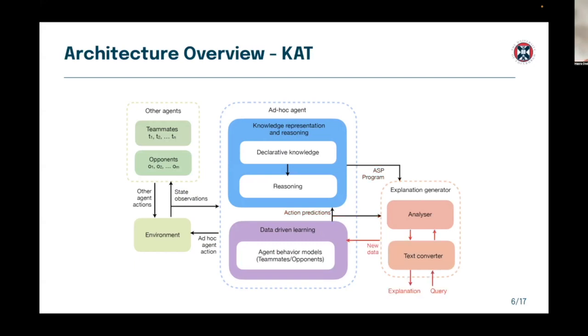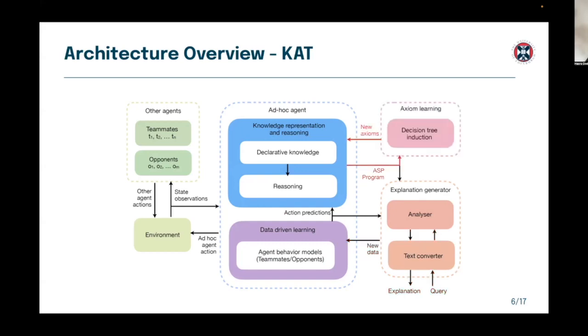So when you ask a query, it's going to be converted by the text converter to something that the agent can understand. And inside the analyzer, the agent will decide what made it have this particular belief or do that particular action. And then those literals, or the things that were selected, will be sent back to the text converter to create the explanation that can be understood by the human or another agent. And any new observations or new data that is learned in this experience can be used to actually modify the predictive models that you have.